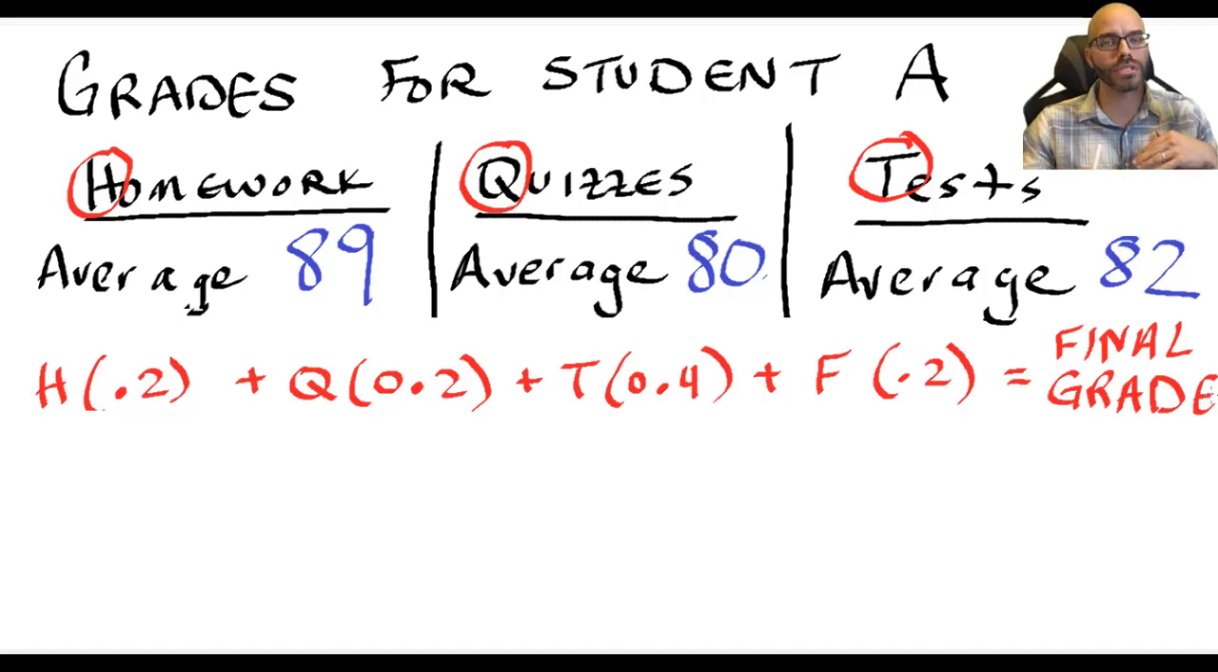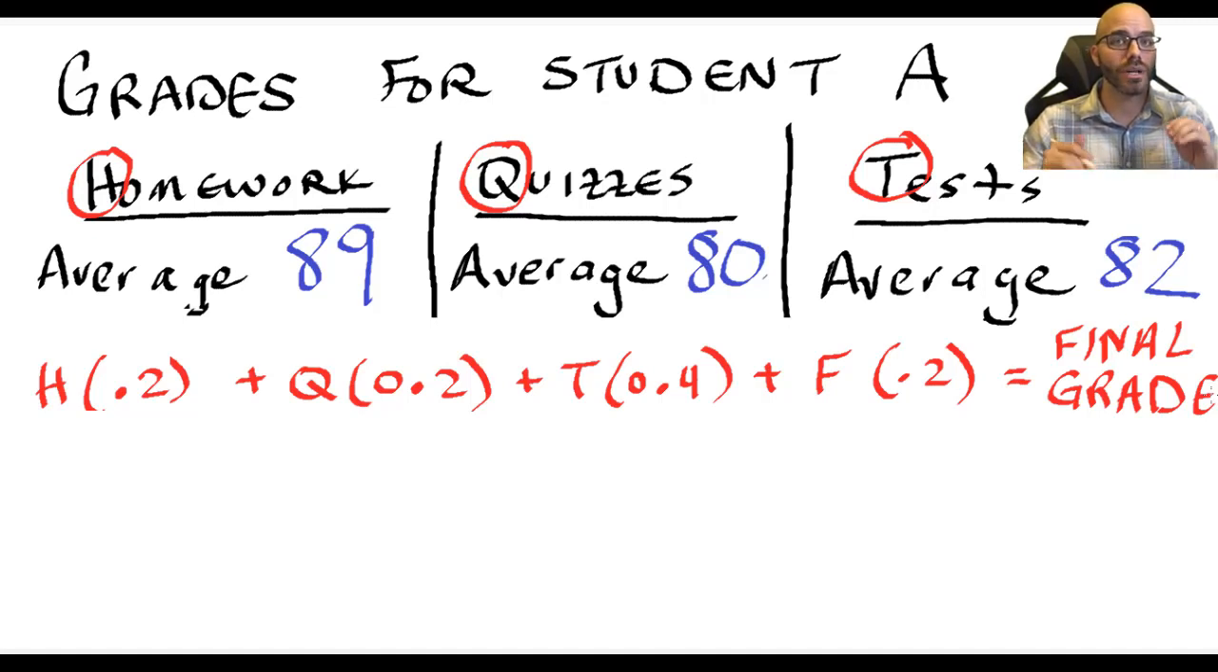The Q represents the quiz average. The T represents the test average. And then the F is going to represent the final exam. And then all that calculated by their corresponding percentages. Remember, 20% represented as a decimal is 0.2. 40% represented as a decimal is 0.4. So when you calculate all this, that's going to equal the final grade.